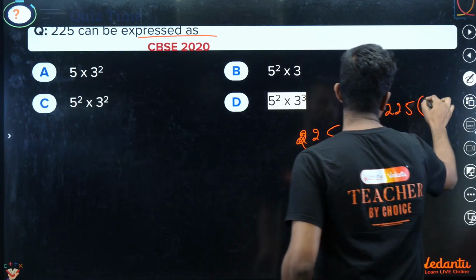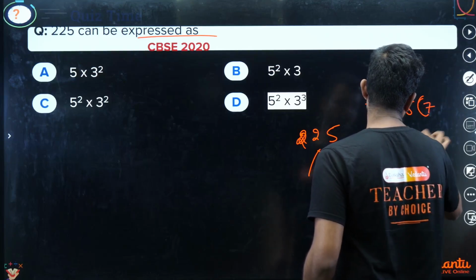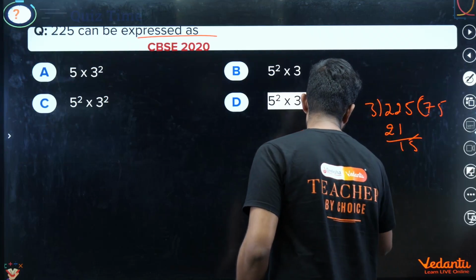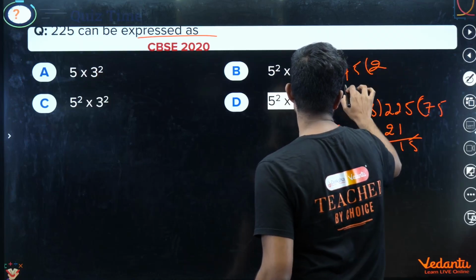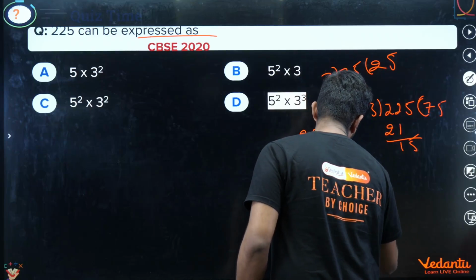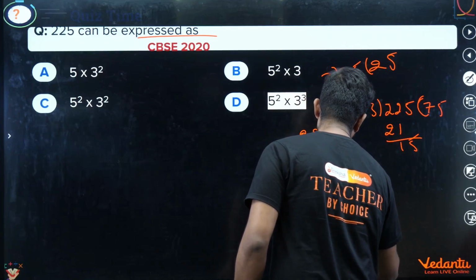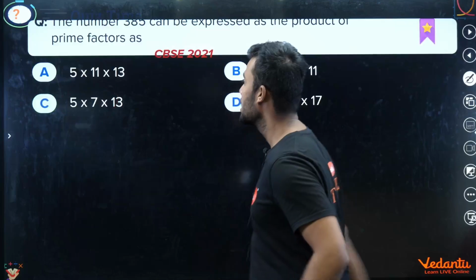Students, fast. 3 7s are 21. 3 5s are 15, 3 into 75. What about 3? 3 2s are 6. 3 5s are 15, 3 into 25, 5 into 5. This is nothing but 3 power 2 into 5 power 2. Option C is the correct answer. Let's move to the second one.